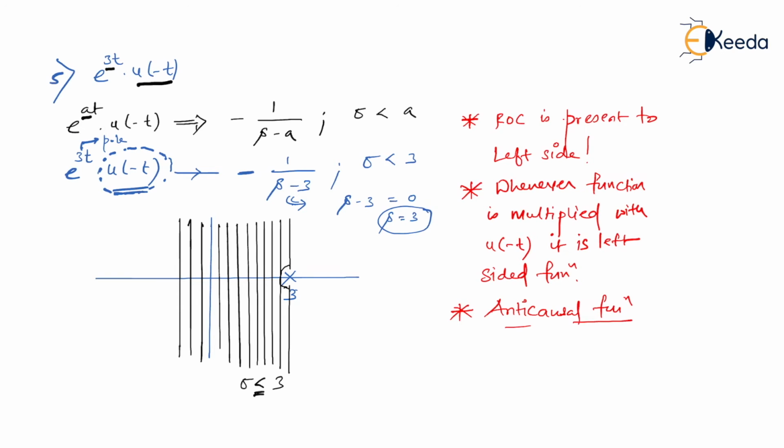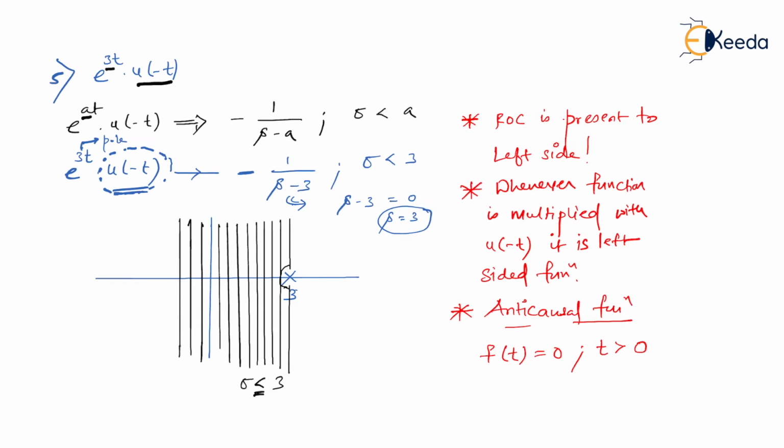Please remember, for an anti-causal function, we say that f of t is always 0 when t is greater than 0. This is known as an anti-causal function. It makes sure that for all positive values of t, f of t is surely 0. f of t is purely a left-handed signal. Am I right? So please remember, a function multiplied with u of t is a causal function.